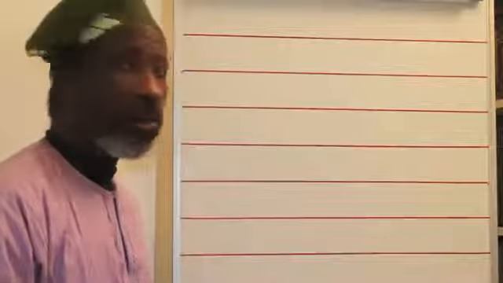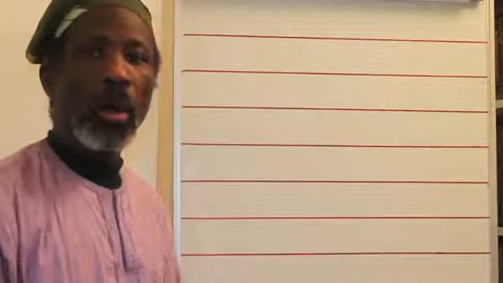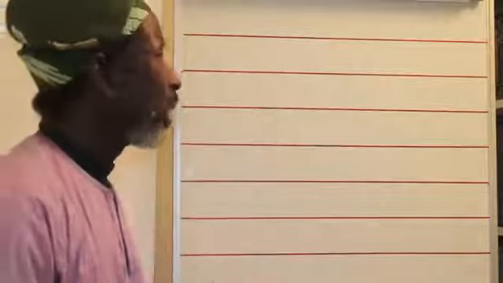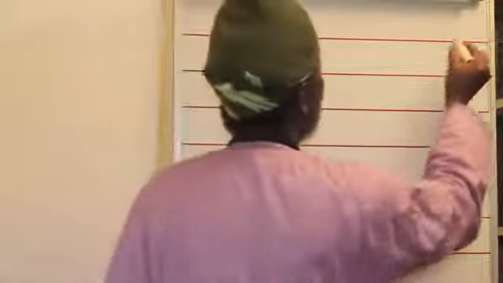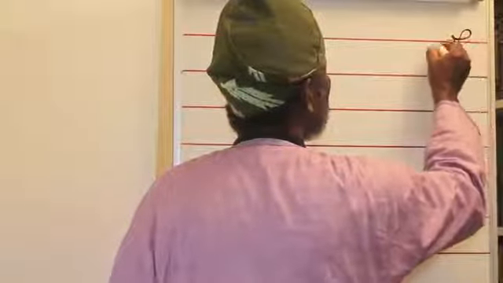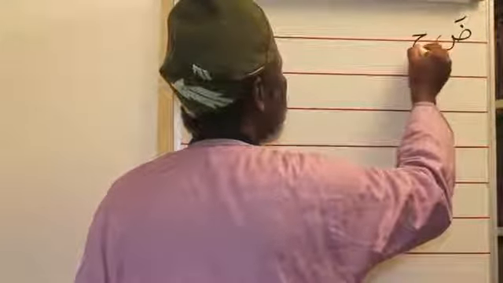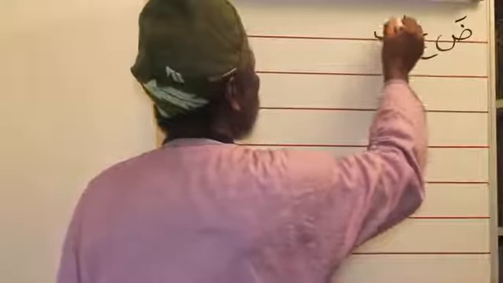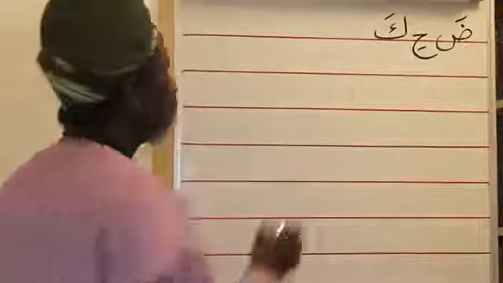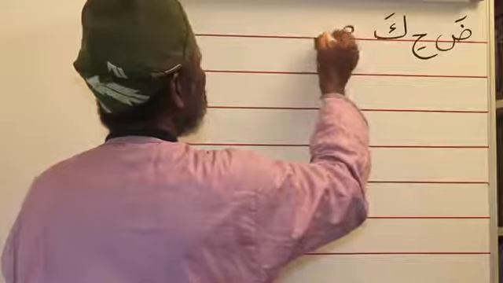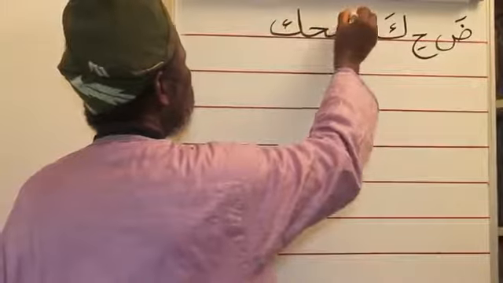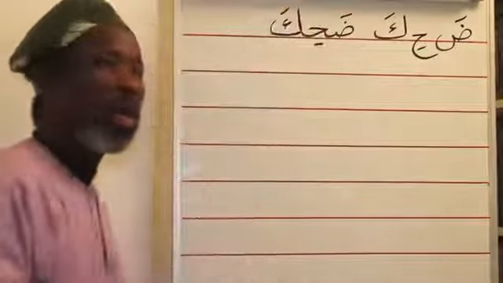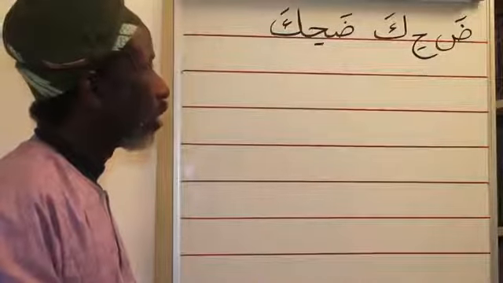On page 35, we start letter dod. Dod, at the beginning. Dhahika. Dod. Ha, with kasra, hi, ka. Dhahika. Join. Dha, hi, ka. Dhahika. Let's look at dod in the middle.